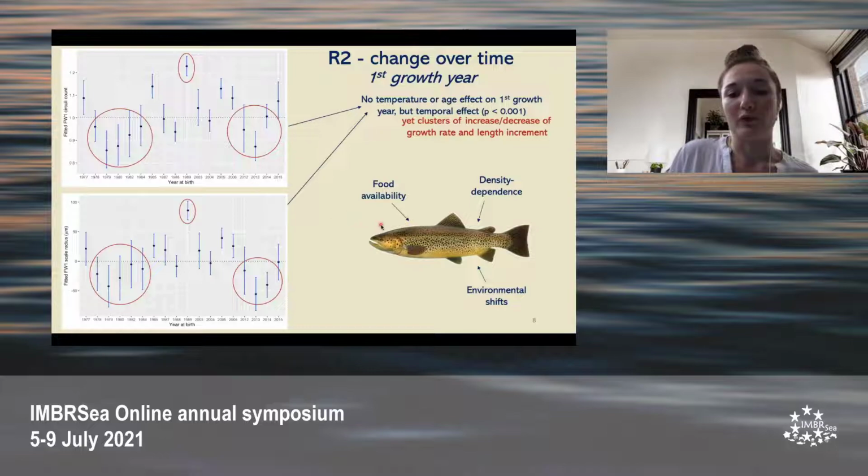And on brown trout growth, on trout growth in general, several parameters are having an effect, which is of course, for example, food availability, density dependence, and environmental shifts.